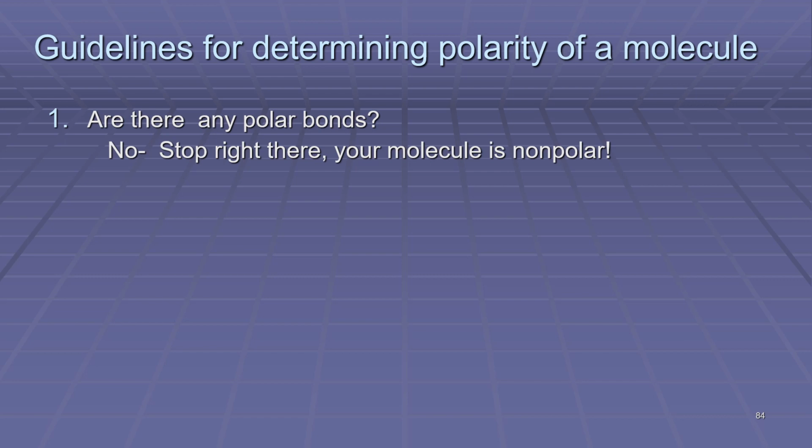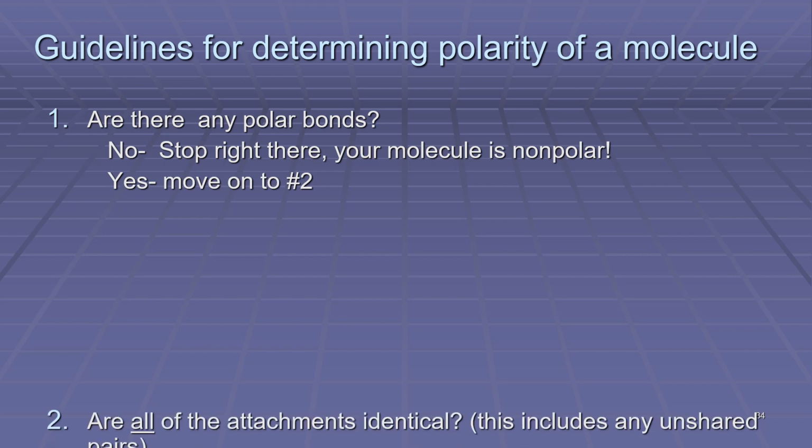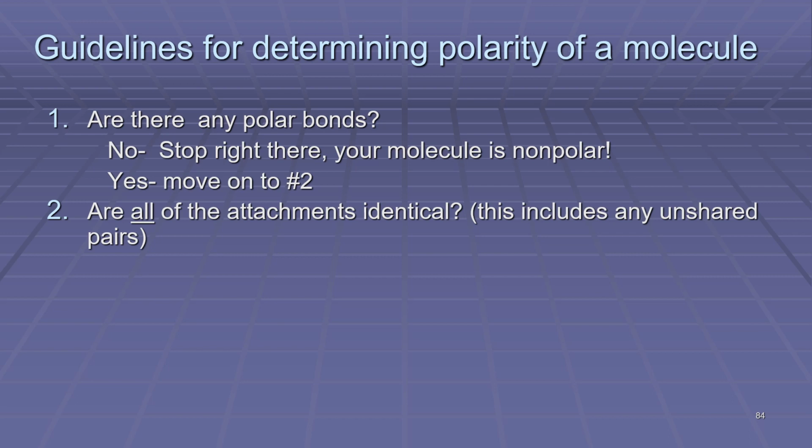So if you have no polar bonds at all, then you're done. Your molecule's nonpolar, and you don't have to worry. However, if there are any polar bonds of any kind, then move on to question number 2. Question 2 says, are all of the attachments identical? And when we say attachment, that means each electron domain. So this will include any unshared pairs.